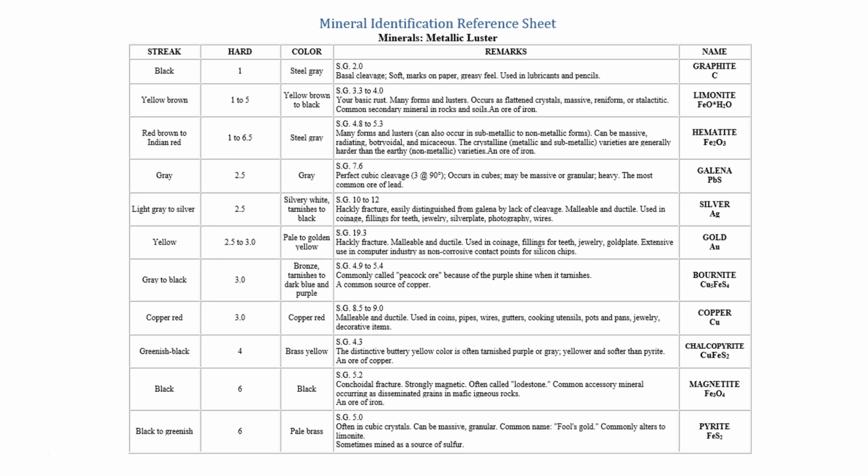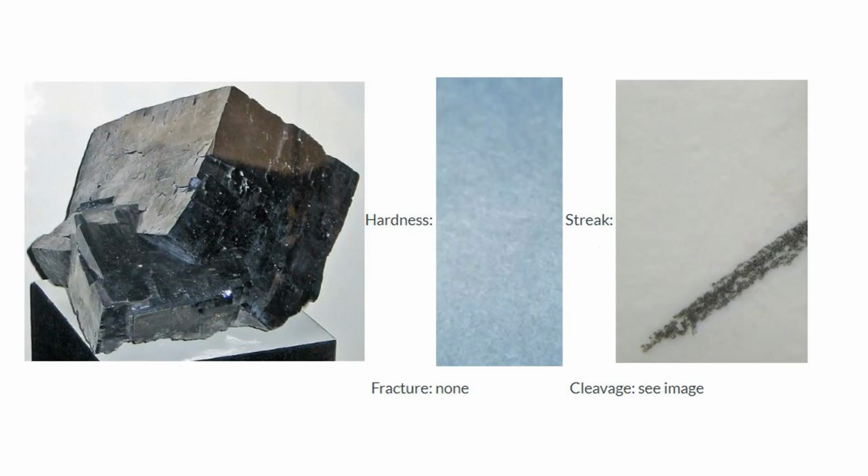Many forms of luster can be massive. No cleavage for hematite. Oh, perfect cleavage, three at 90 degrees, occurs in cubes. Silver, no cleavage. Okay, lack of cleavage. So automatically, what did I just do? I just narrowed it down, and the sample that I was identifying is galena.